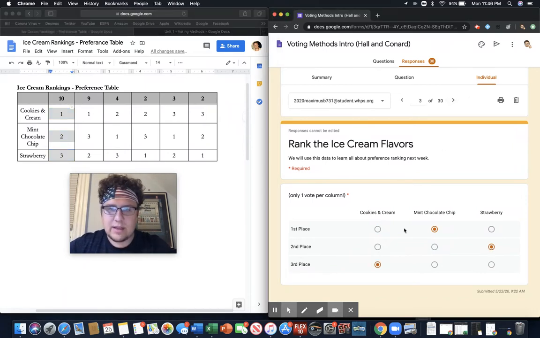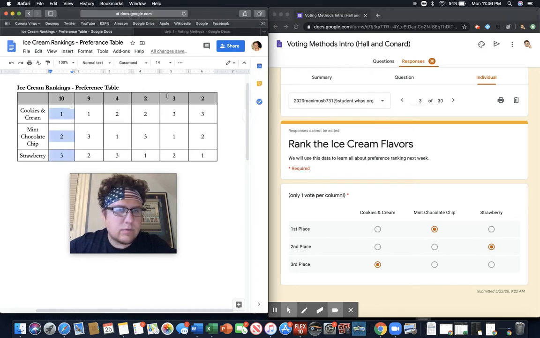Okay, here's another example. So this was, let's see, cookies and cream was their third option, mint chocolate chip was their first, and strawberry was their second. So this would have been 3, 1, 2. So if we look over here, 3, 1, 2. So this person is actually part of a smaller group of 3 that had that exact preference. Okay, so every single column in here represents a group of people who had the same exact preference.